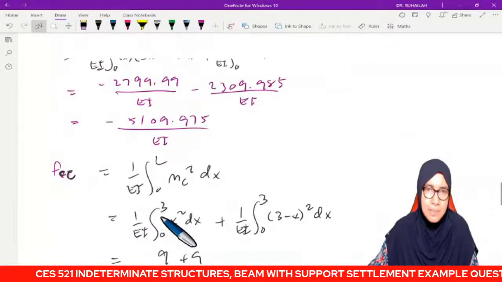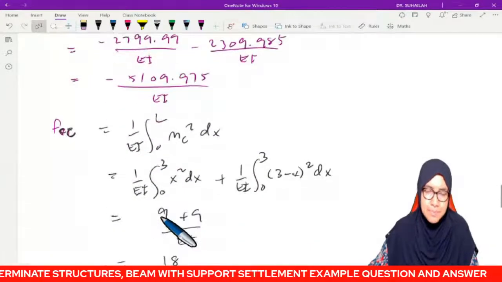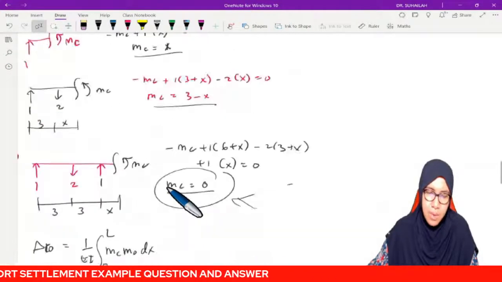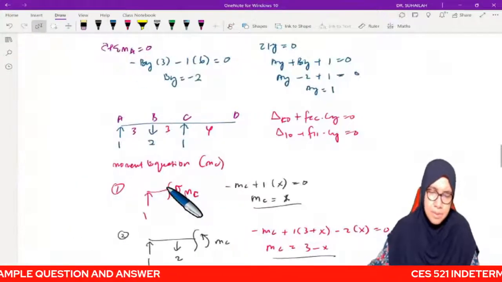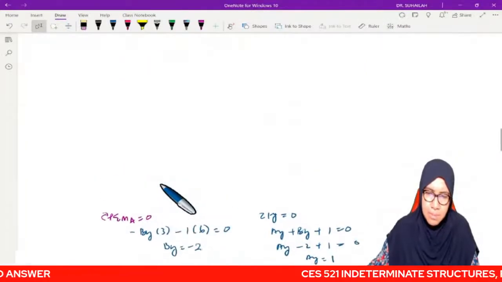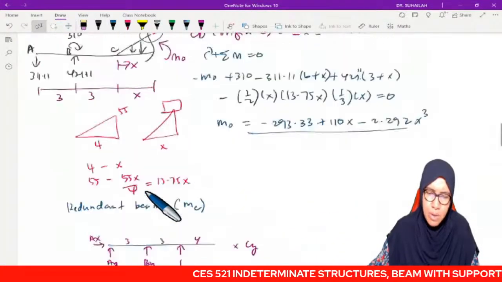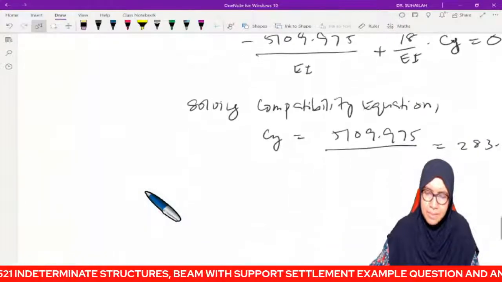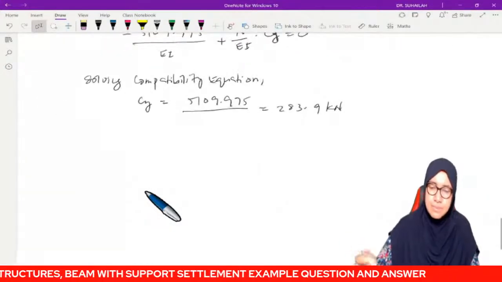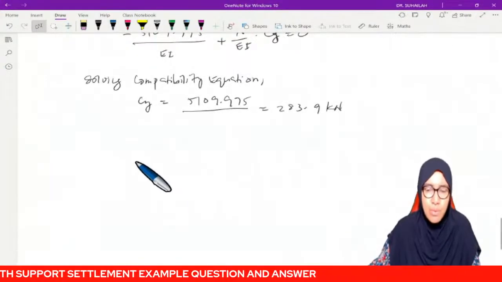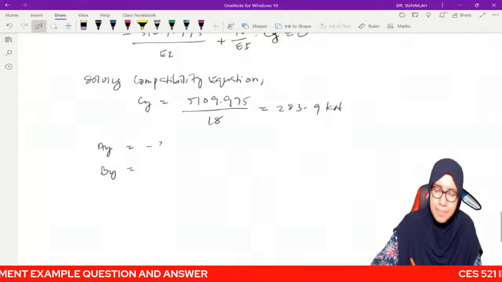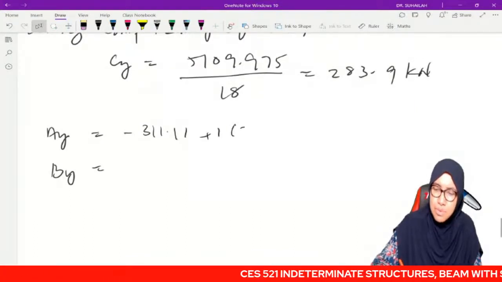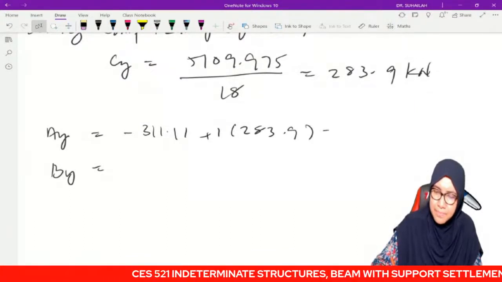In the primary system, AY is negative 311.11. In the redundant system, AY is 1. So negative 311.11 plus 1 times 283.9.